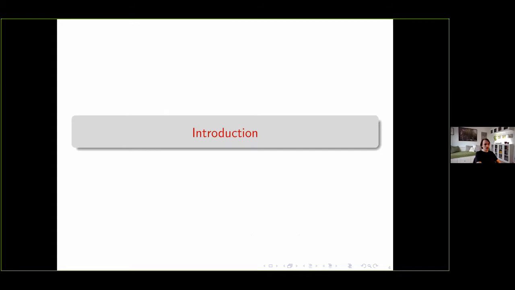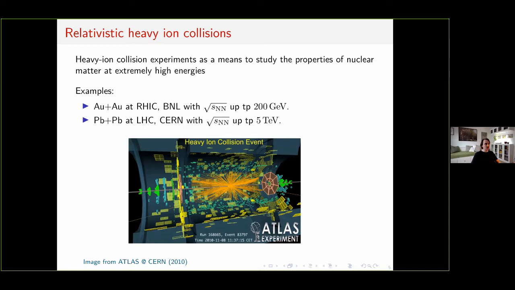So we perform heavy ion collision experiments because we want to understand nuclear matter under extreme conditions. So the two basic examples are always the Relativistic Heavy Ion Collider at the BNL, and the Large Hadron Collider at CERN. And if you collide two heavy ions at high energy, you will get something like the image shown here below. So this is from the ATLAS experiment. What you can see here are lots and lots of particles that hit the detector after the collision, and also the reconstructed trajectories of these particles.